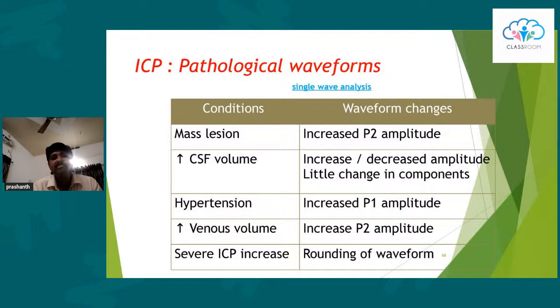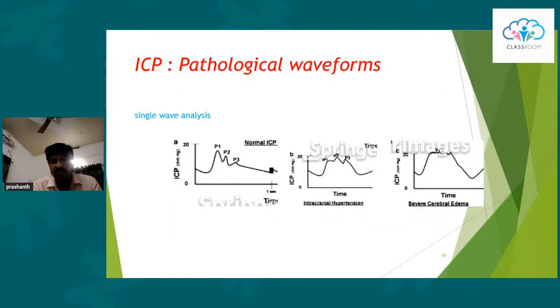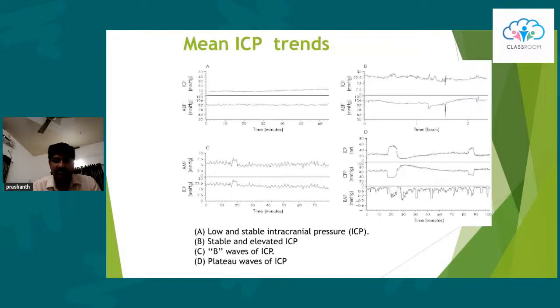A very massive, significant rise in the ICP leads to what is known as rounding of the waveform, that is, all 3 waves fuse together to form a rounded wave. So you can see on the right hand corner, there's a rounding of the ICP waveform.